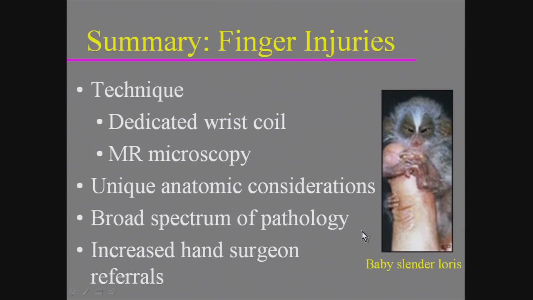To summarize, in 2014 for injuries of the finger, you should be using the dedicated wrist coil at the very least. If you've got these little microscopy coils, this is a great application. Keep in mind the unique anatomic considerations in the fingers, including the fibroosseous tunnel. Great for a broad spectrum of pathology, and if you really pay attention to generating high image quality and reports that reflect the unique anatomy and pathology and even unique lexicon in the digits, I think you'll find that you can really increase your referrals from your hand surgeons.